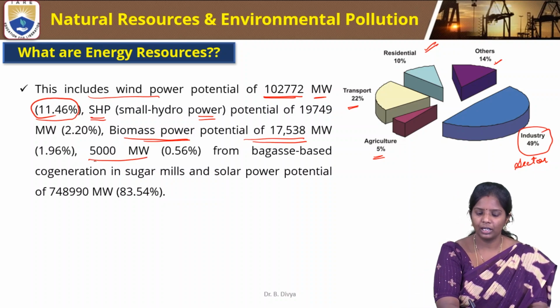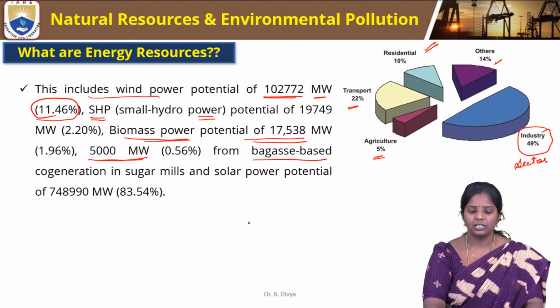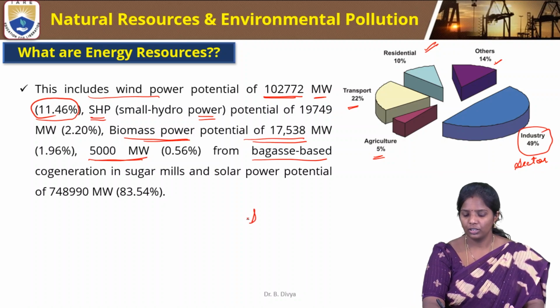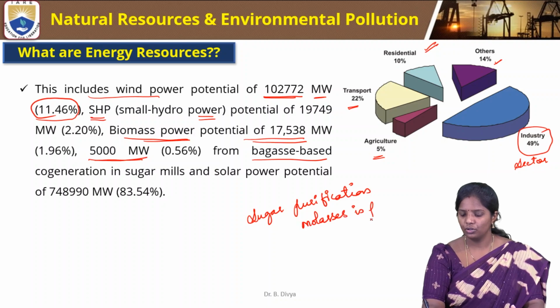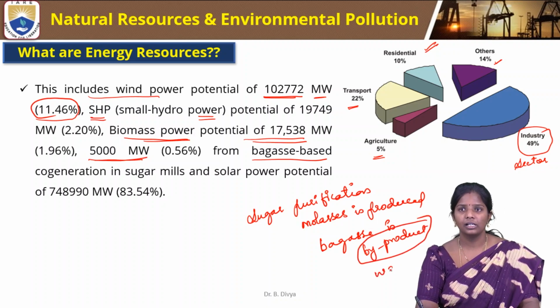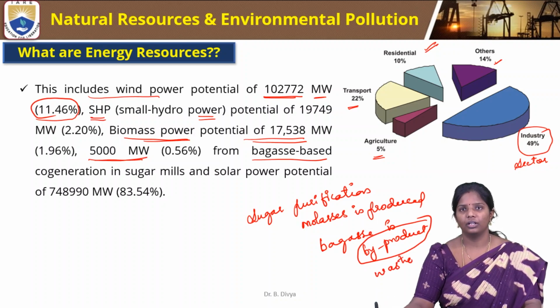Then 5,000 megawatt from the bagasse based cogeneration in sugar mills. It means during sugar purification, the molasses that is produced, when the molasses is produced, bagasse is a byproduct. So this is like a waste. So this waste is used to generate electricity or the power that can be used in different fueling purposes.